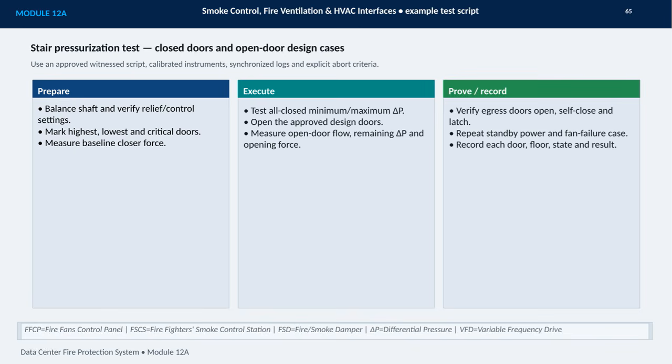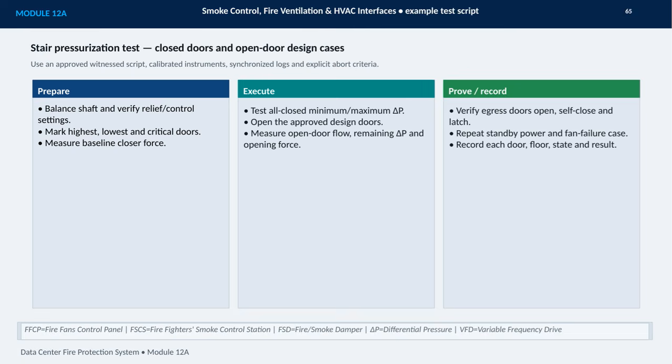Preparation begins by balancing the shaft and verifying relief and control settings. The team should identify the highest, lowest, and other critical doors, then establish baseline closer force measurements. During execution, test the all-closed condition at minimum and maximum differential pressure. Next, open the approved design doors and measure airflow, the remaining differential pressure, and the force required to open each door. The final stage is proving and recording the results.